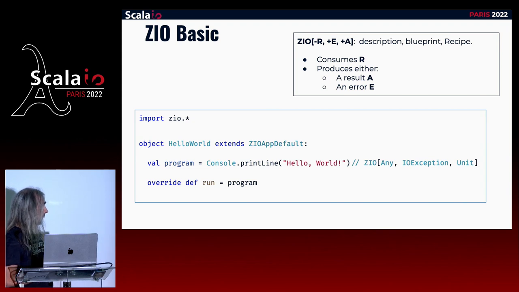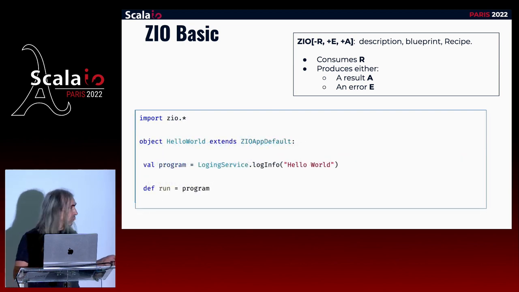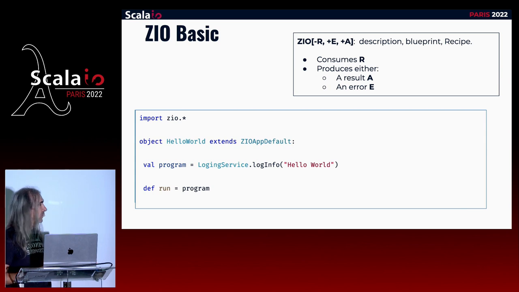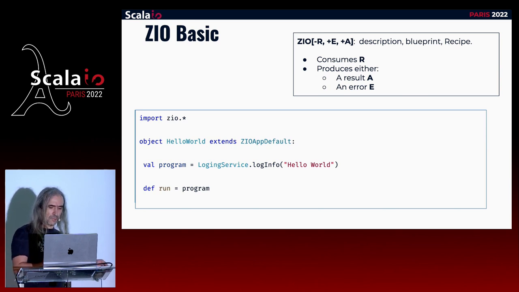This is a ZIO that has no requirement on the environment because the console is part of the runtime, and it may throw an exception if the console is dead and doesn't produce anything. If for any reason you don't want to print to the console, you want to print to a logging service, you call this. I will show how it's implemented after.